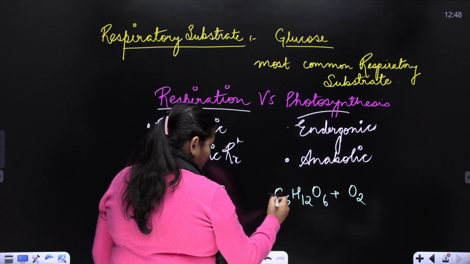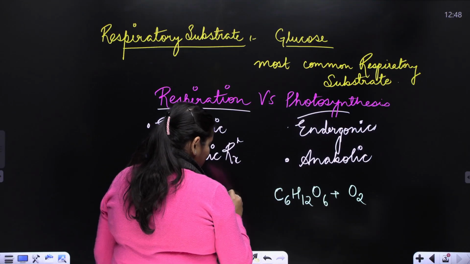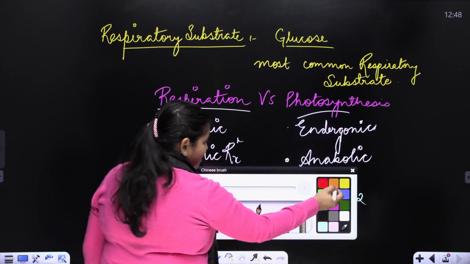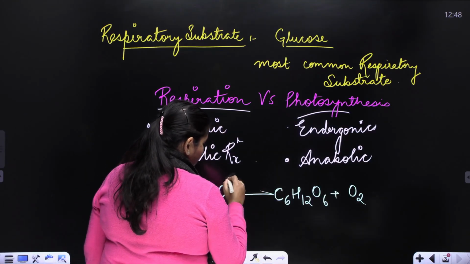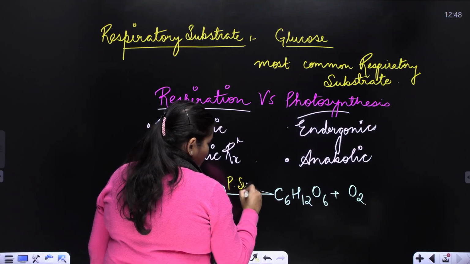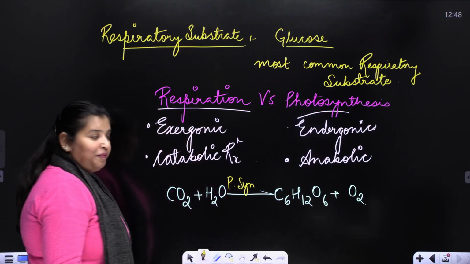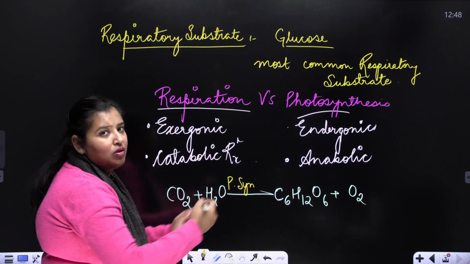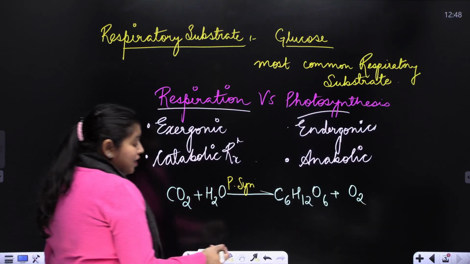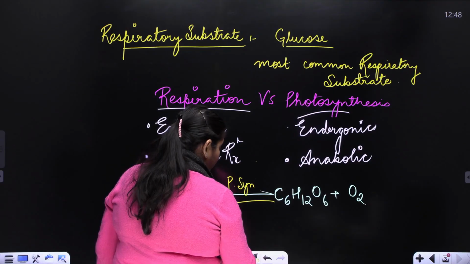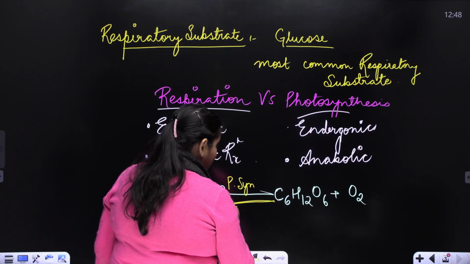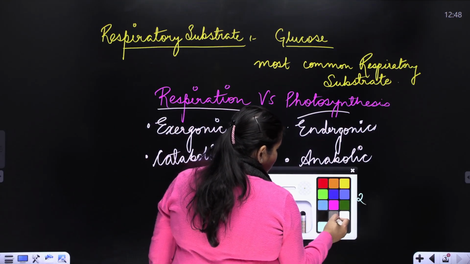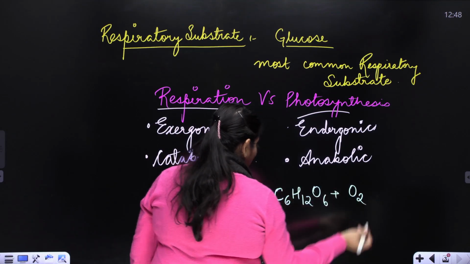Okay. This is one-sided. And this process is photosynthesis. Carbon dioxide and water are used as raw material, giving us glucose. All right. But when this glucose is broken down or metabolized, it releases carbon dioxide, water, and energy.